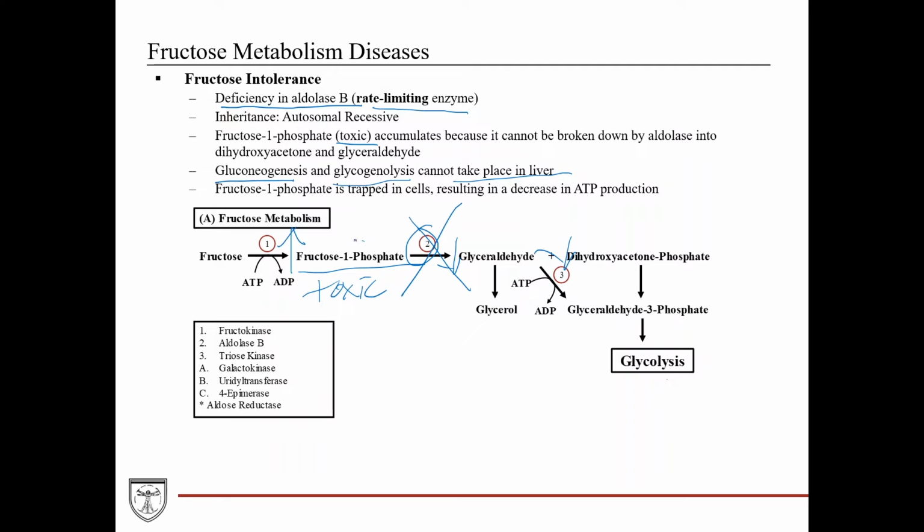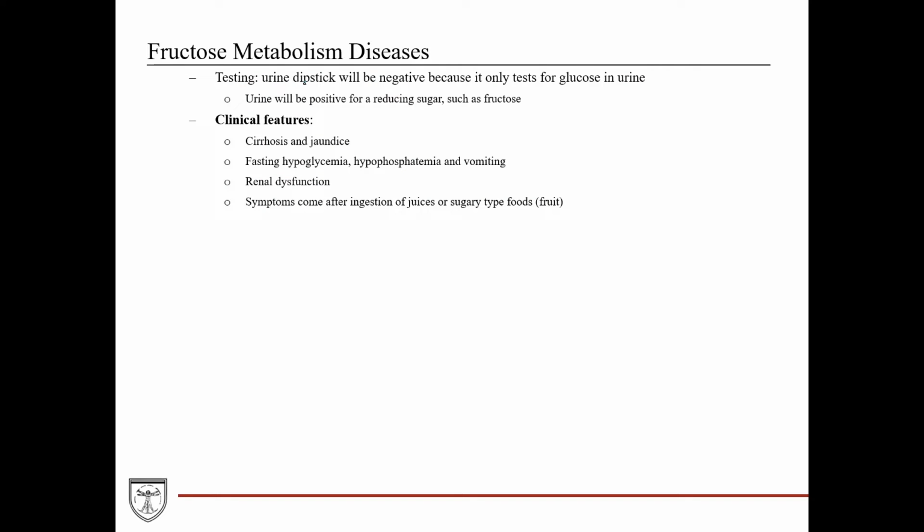So remember, this phosphate group that's added helps trap fructose in the cell, and so the problem is if you have a buildup of this, fructose 1-phosphate is trapped in cells. This results in a decrease in ATP production, because remember, you used up ATP to phosphorylate fructose to convert it into fructose 1-phosphate. So some of the testing that's done for infants or babies that would present with this is a urine dipstick, but that's actually going to be negative because it only tests for glucose in the urine. The urine, however, will be positive for a reducing sugar such as fructose.